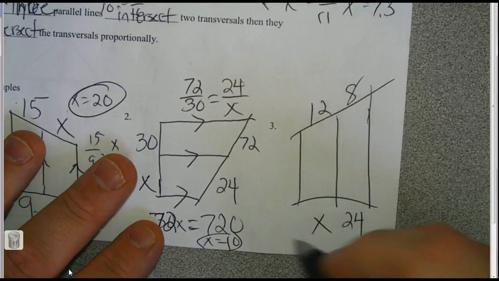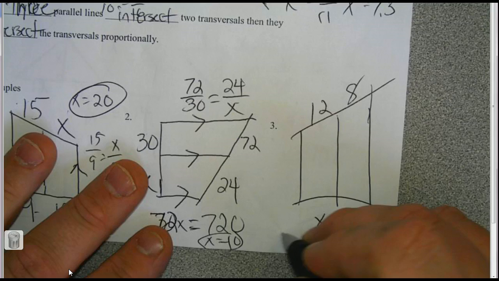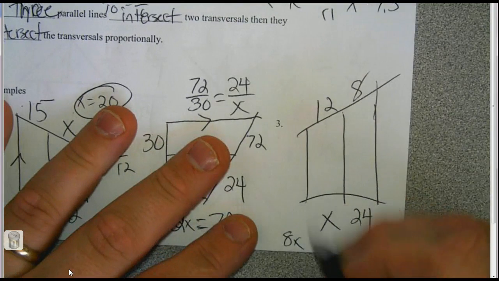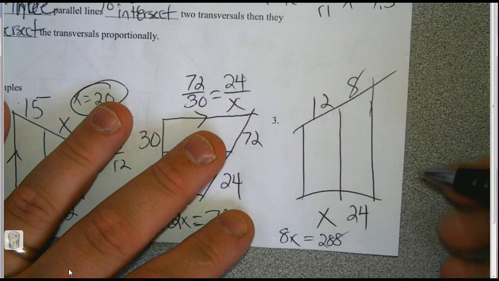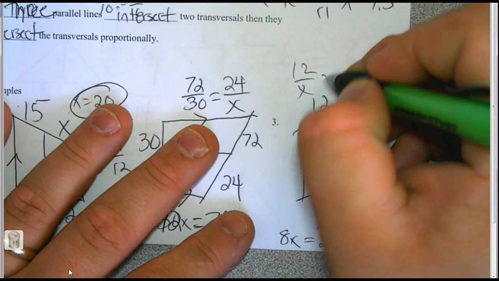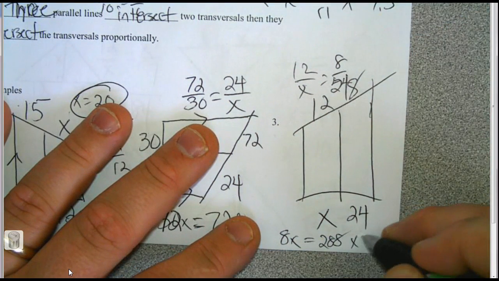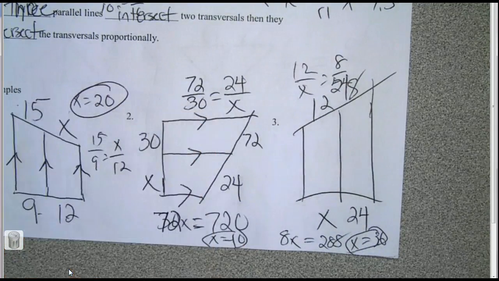Over here you get 8x is equal to 288, and then when you divide by, oh I'm sorry, we better show you the proportion first. 12 over x is equal to 8 over 24. Then we divide by 8, you get x is equal to 36. Again, just standard proportions and then solve, what we've done in the entire chapter.